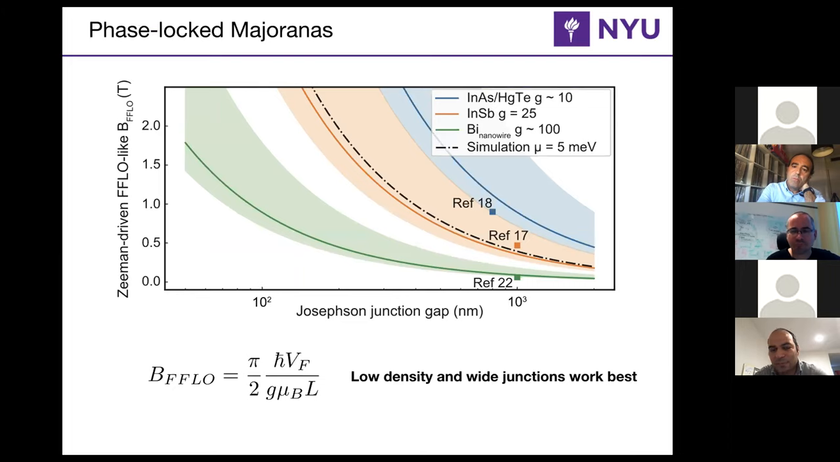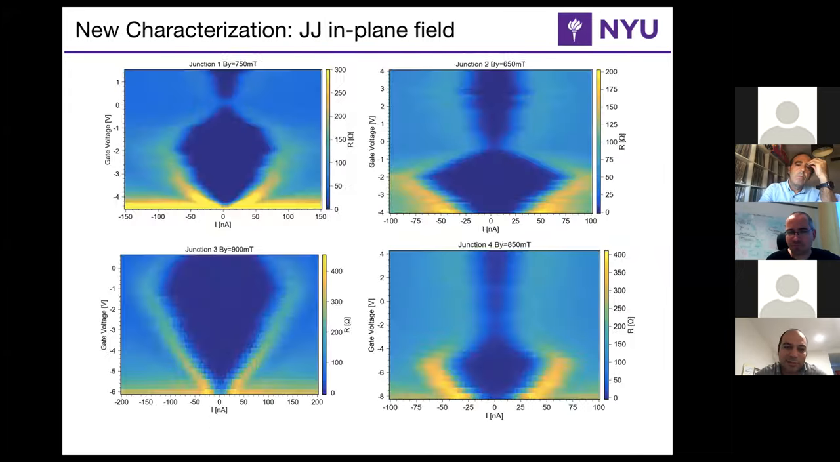We have a table in this arXiv paper that everything that has been observed as topological quite makes sense with the BFFLO fields, except in your mercury telluride, because you're at too high a density and very small Ls. These are the only relevant energies in the junction, right? If your Thouless energy doesn't make sense and your Zeeman doesn't make sense. So if you do the simulation, let me show you something, I think it's very interesting.